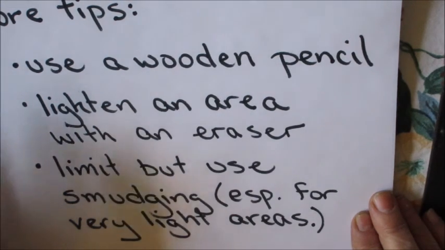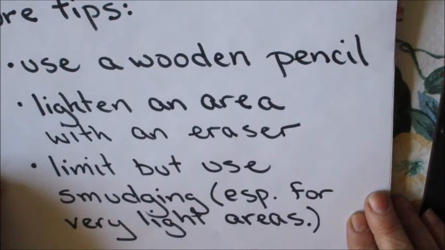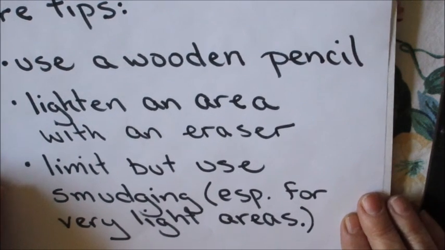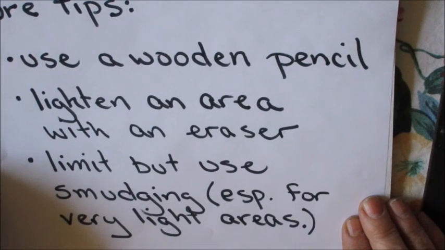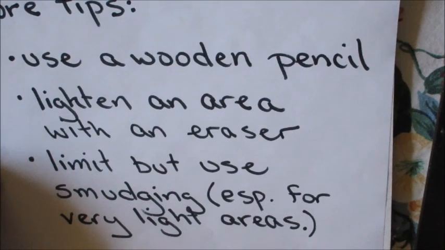Smudging can be used to blend things together. It can be used to make a very light gray if you just pick up a little graphite from a dark area, but I would limit it to very light areas and things that you just need to soften a little bit. A lot of times if you smudge too much, it makes the surface look kind of dead.